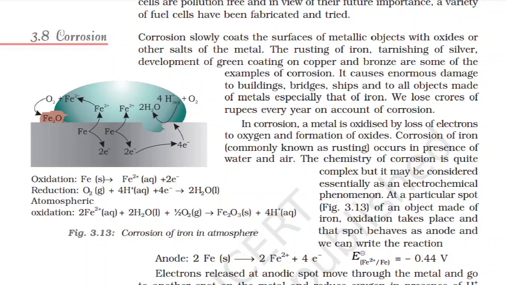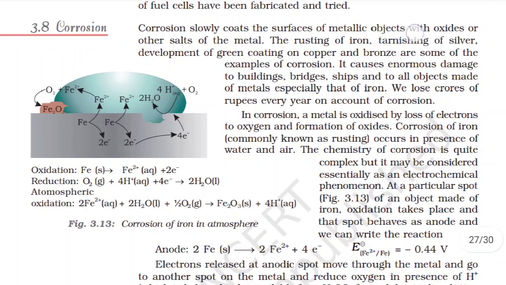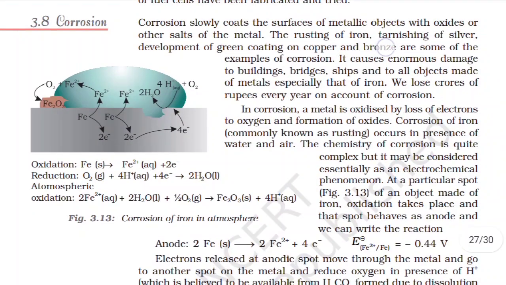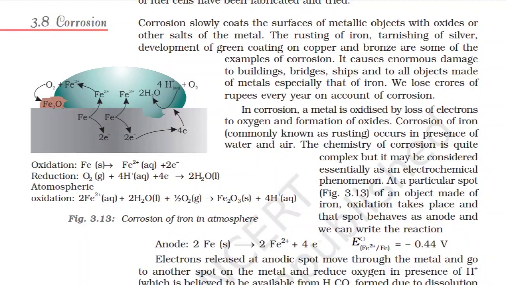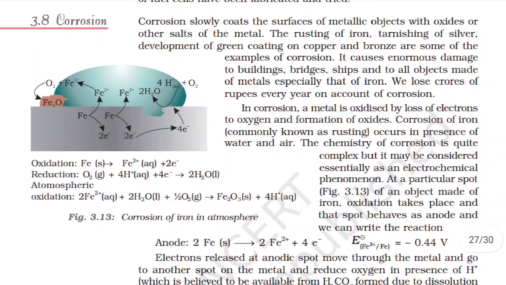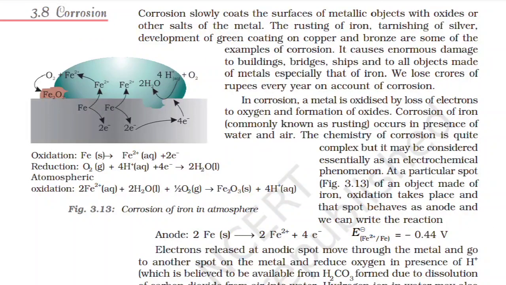Corrosion means destroying of any material. Corrosion slowly coats the surface of metal objects with oxides or other salts of metals. Examples of corrosion are the rusting of iron, tarnishing of silver, and development of a green coating on copper or bronze. Silver gets tarnished, and over copper vessels a green coating is also possible. So these are all examples of corrosion.